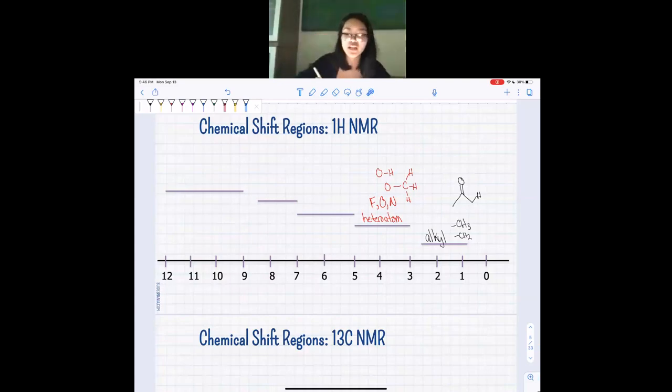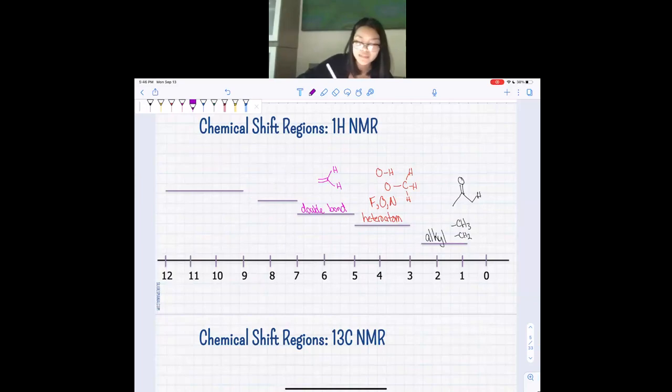All right, so then our next region is 5 to 7, and this is our double bond region. I feel like that's relatively self-explanatory. It's the hydrogens at the ends of a double bond, like so. Yay. Okay. Double bond shouldn't be too difficult. So now we go on to our next region, which is 7 to 8.5, and that region is going to be our aromatic.